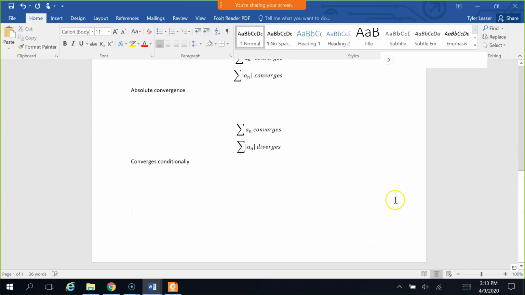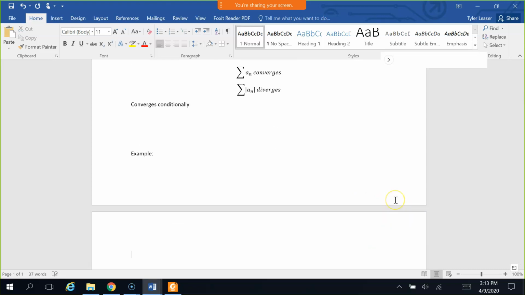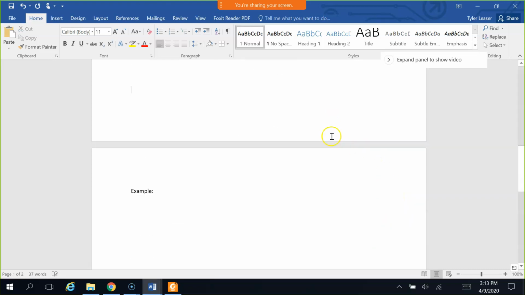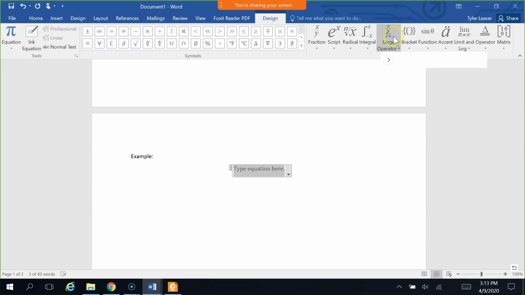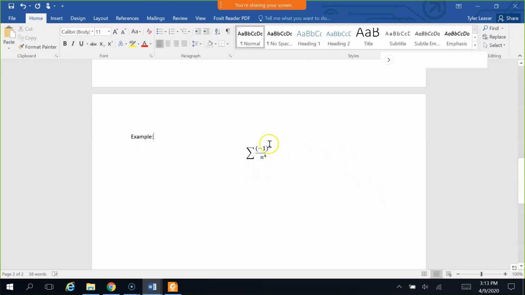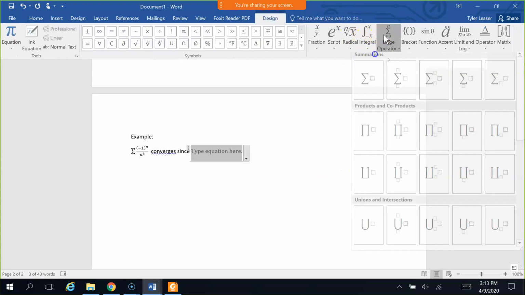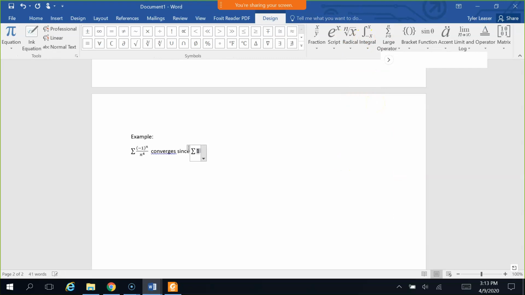So an example of that, let's go down to the next page. If you had this series, so let's say you have the alternating series over n to the fourth, like that. We don't even have to do the alternating series test here. I already know that this converges since the absolute value series, just 1 over n to the fourth, converges.